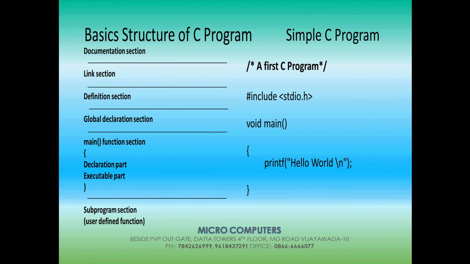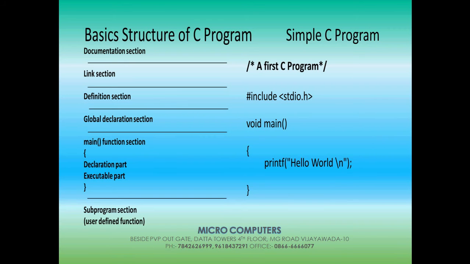The structure of a C program is divided into various sections. As you can see here, first is the documentation section, where the programmer writes the details regarding the program for easy understanding. In the link section, we write all the library files that are necessary while writing a program. In the definition section, we write all the symbolic constants.